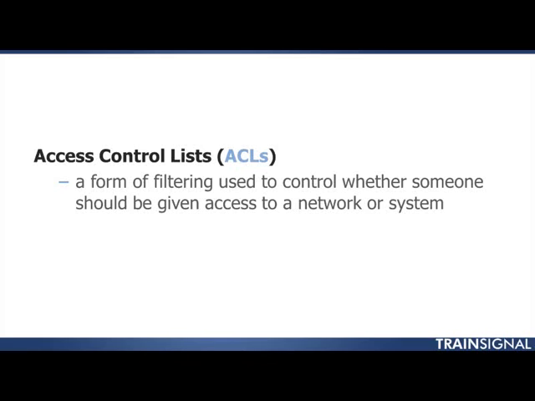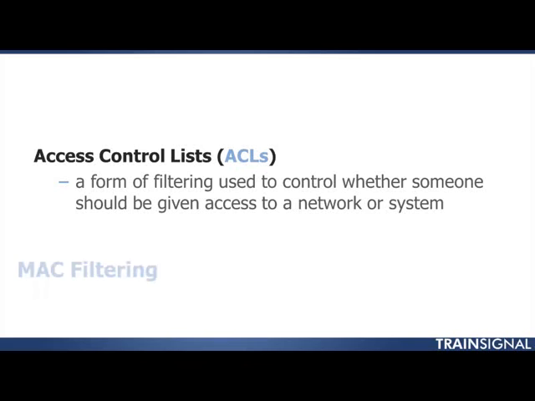So we'll say whether someone or something should be given access to a network or a system, meaning a specific computer. Access control lists also tend to be sometimes used when it comes to access to individual resources. But since we're talking about network access security, we're going to talk about ACLs in the form of giving access to a network or a system. Now, I mentioned filtering, right? It's a form of filtering. And when it comes to network access, there's three main types of filters that we're going to use.